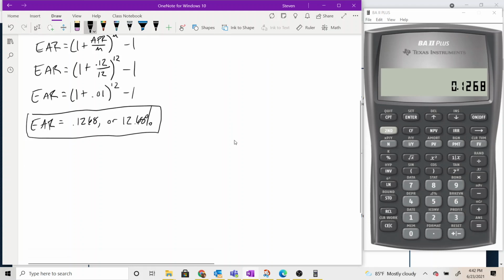Okay, let's look at option 2. Option 2 was the online loan. And that was also a 12% APR. And it had quarterly payments.